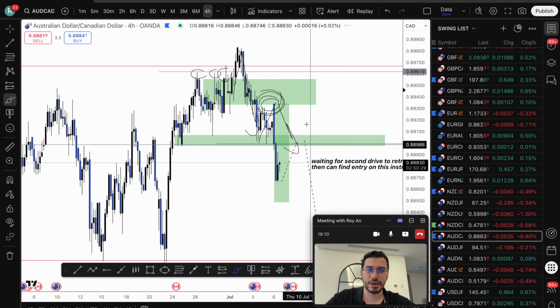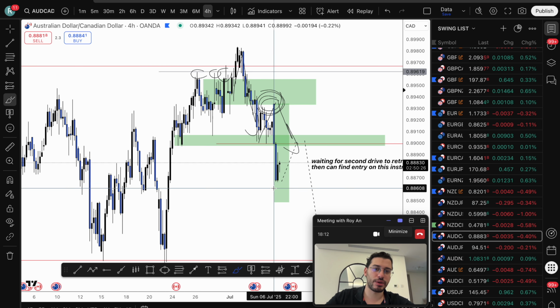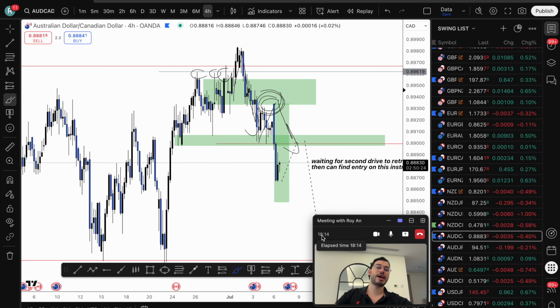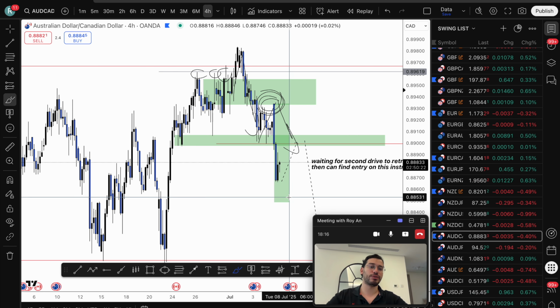AUD CAD is the same thing. We tested this area, pushed down, and right now we're waiting for a retracement to go through to the downside. I'm looking at the same thing. Therefore, in the first episode of Technicals with Roy, all I want to teach you guys is that we simply look for one thing on the charts and we become experts in that specific price action.